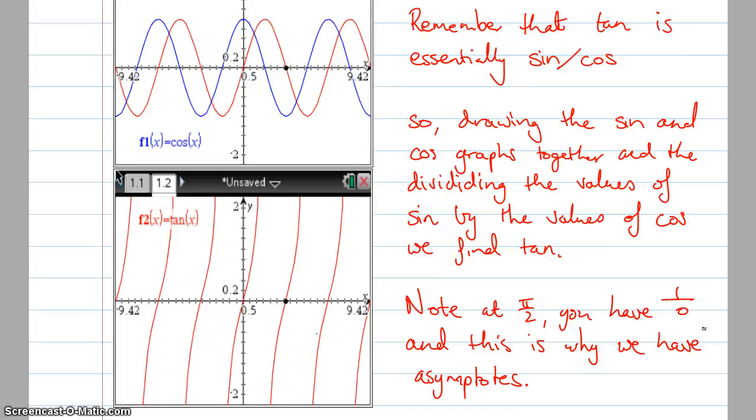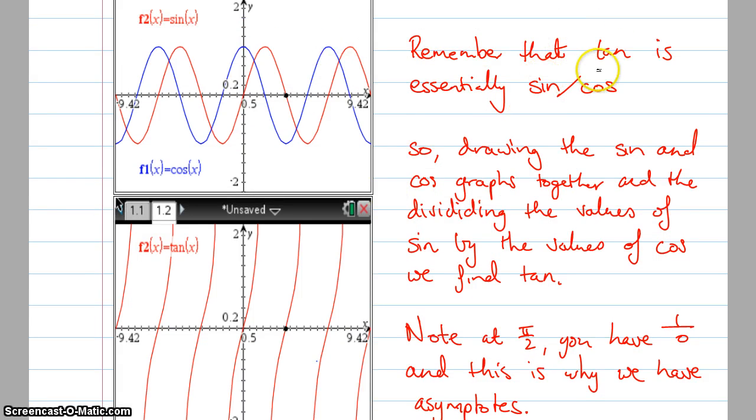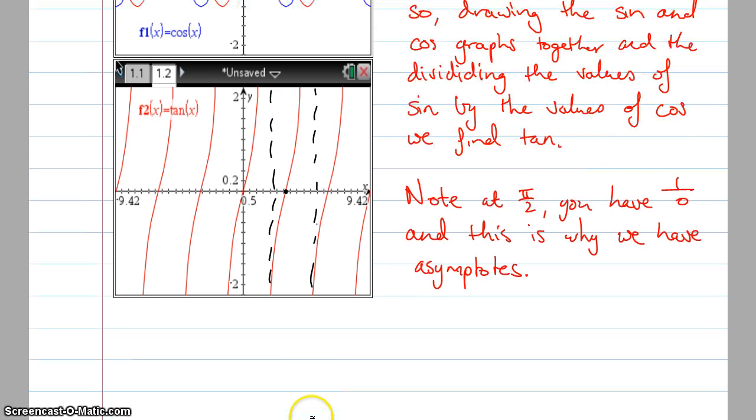Now, essentially, a tan graph is sine divided by cos. So if we look at these graphs and we take the red one here and divide it by the blue one, we're going to get these values over here on the tan graph. There's a couple of points, at pi on 2, up here, where you'll actually have something divided by 0. That's 1 divided by 0, and that's not possible. That's why we have these asymptotes that the calculator doesn't display, but are there. So we have an asymptote at x equals pi on 2, and x equals a period onto that, 3 pi on 2, and so on all the way through.